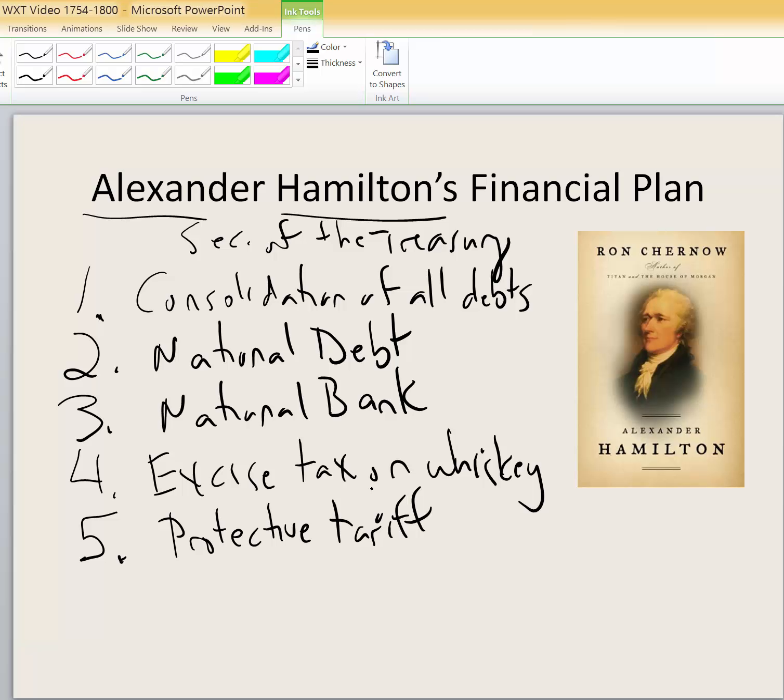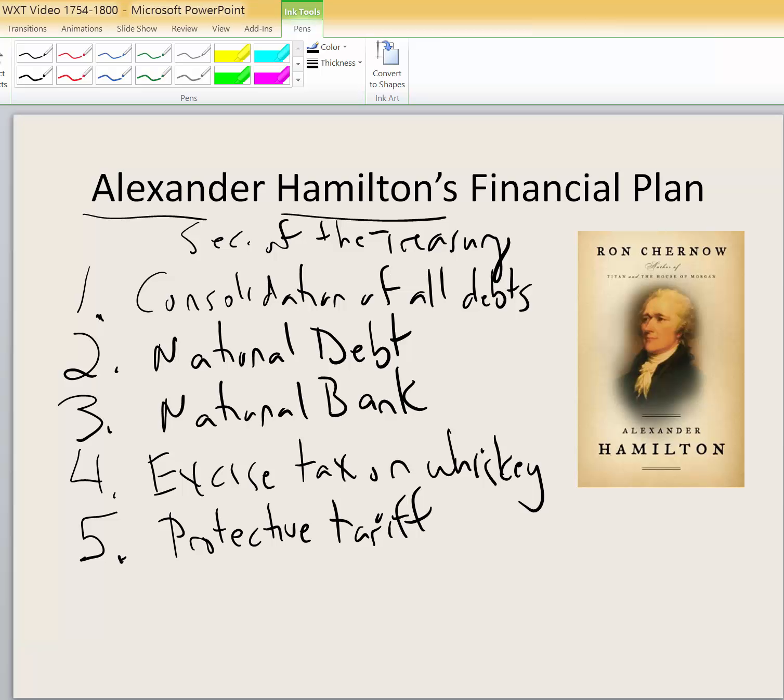But I will tell you that to get this plan approved, he did have to make a compromise. And if you go back to this part one, the consolidation of all debts, some states did not have any debt. They did not incur debt during the Revolution. Many of those states happened to be in the South. And they didn't understand why they had to pay for the debts of northern states. So Hamilton made a deal.